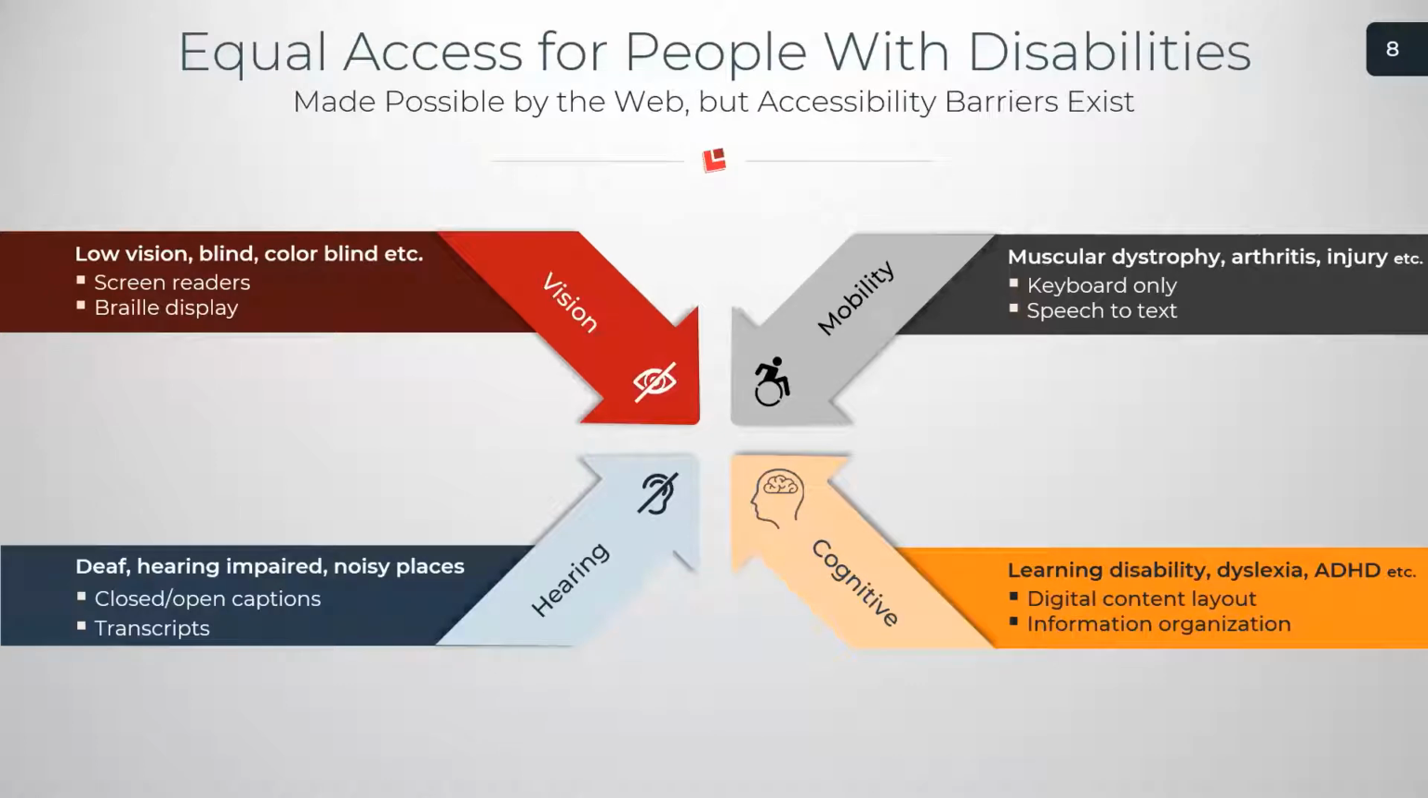So, we've got people that have low vision or some level of colorblindness, so they're using a screen reader. For the visually impaired, they have their closed captioning. For mobility, people that have some issues there are sometimes only able to use their keyboard or speech to text, and in the cognitive area, there's certainly the digital content layout and information organization. So, everyone has some sort of area where we can potentially help them, and that's our goal, is to just make sure that documents online are accessible.